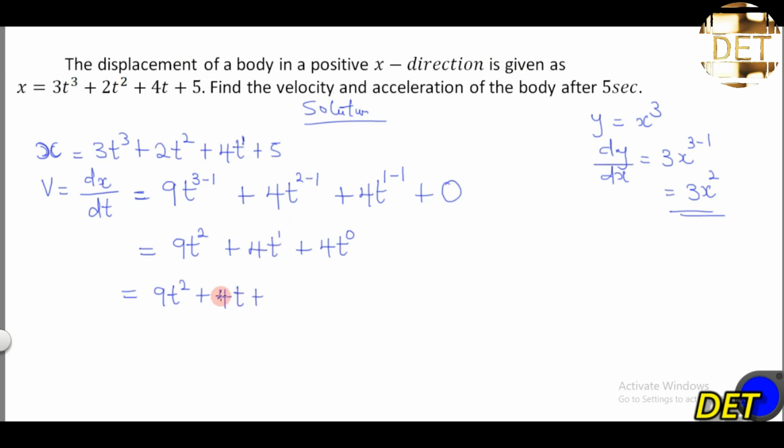So that will be 4t plus what? Anything raised to the power of 0 is 1. So 4 times 1 will give us 4. So that will be plus 4. Anything raised to the power of 0 is 1. So t raised to the power of 0 is 1. 1 times 4 will give us 4.